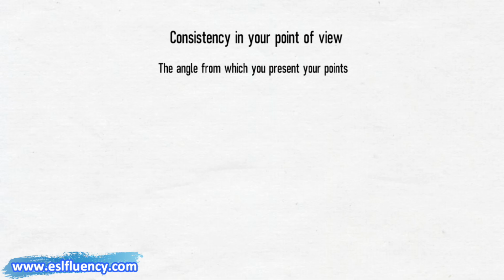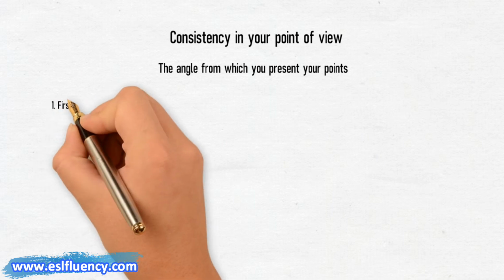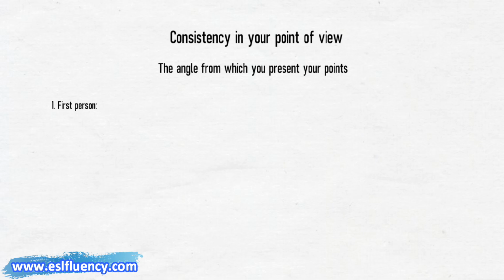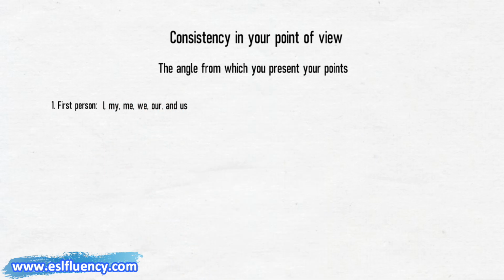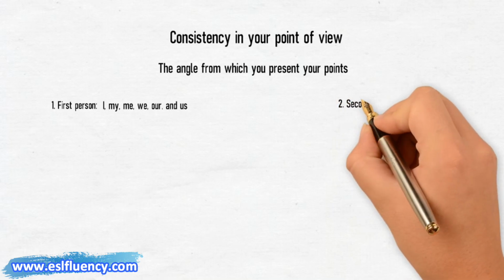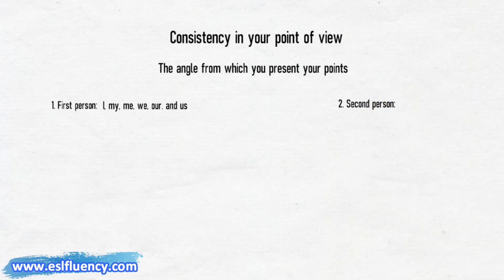There are three main points of view that you can use in your writing. In the first person point of view, you use pronouns like I, my, me, we, our, and us to present your opinion. It is suitable if you are writing a personal letter or an opinion essay. In the second person point of view, you structure your work around the pronouns you and your.